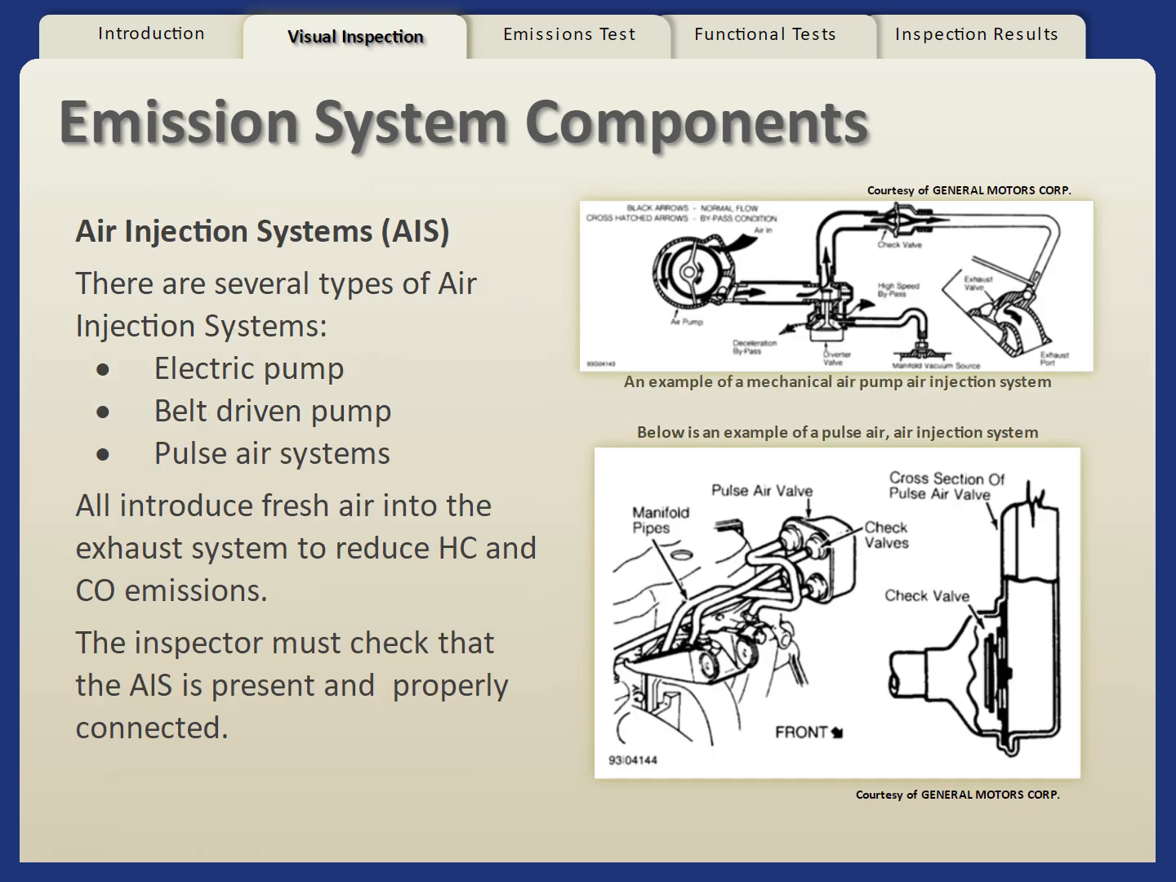There are several types of air injection systems, such as electric and belt-driven air pumps and pulse air systems. All introduce fresh air into the exhaust system to reduce hydrocarbons and carbon monoxide emissions. During the visual inspection, the inspector must check that the air injection system is present and properly connected.